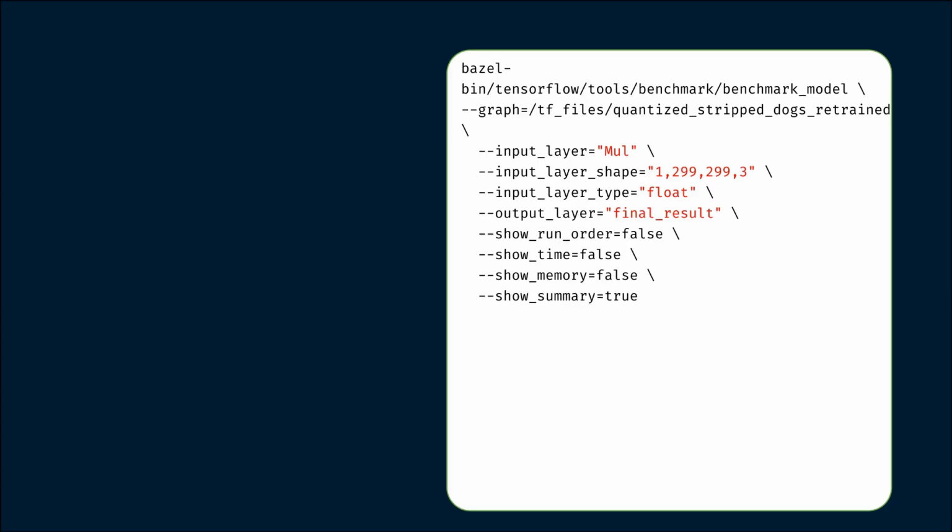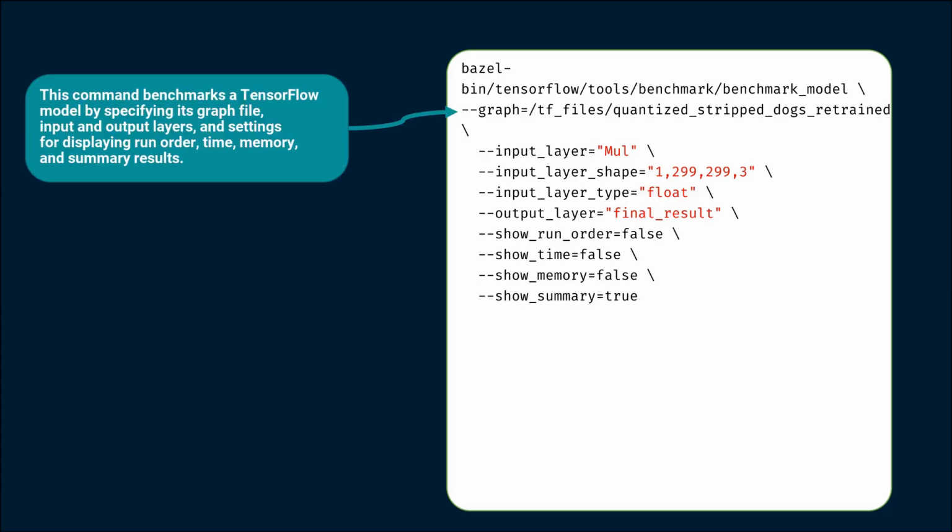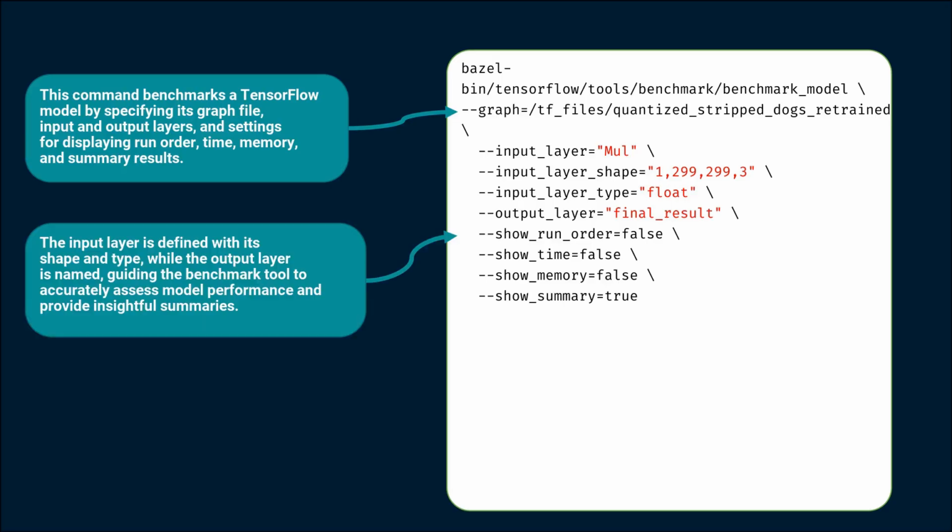Now let's take a look at how we can benchmark our Mobilenet model to assess its performance. The command begins with calling the benchmark model tool from the TensorFlow repository, which is essential for evaluating the efficacy of our model. The graph flag specifies the path to our optimized model file, ensuring that the benchmarking process is conducted on the correct iteration of our Mobilenet architecture. This is crucial for obtaining accurate performance metrics.